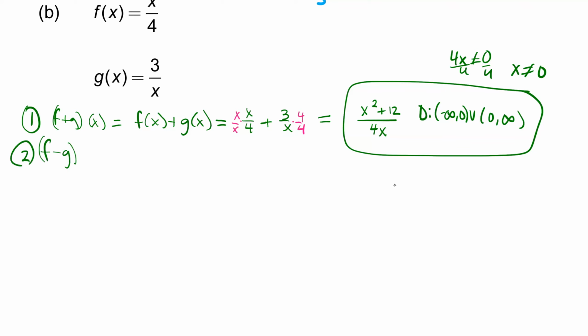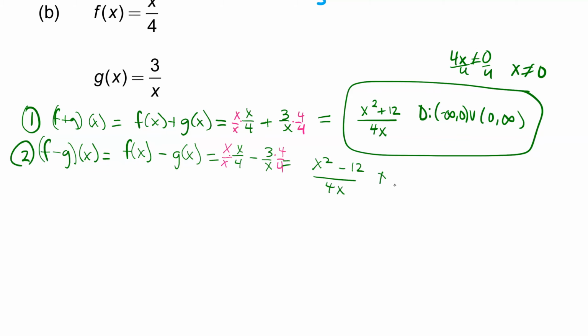So f minus g of x. This is just f of x minus g of x, such as x over 4 minus 3 over x. So I'm going to use the same numbers I did before, right? Because I have to multiply the left side by x over x, multiply the right side by 4 over 4. This is literally just x squared minus 12 over 4x. And it's going to be the same issue as before. The domain is just x cannot equal 0, so negative infinity to 0, union 0 to infinity.